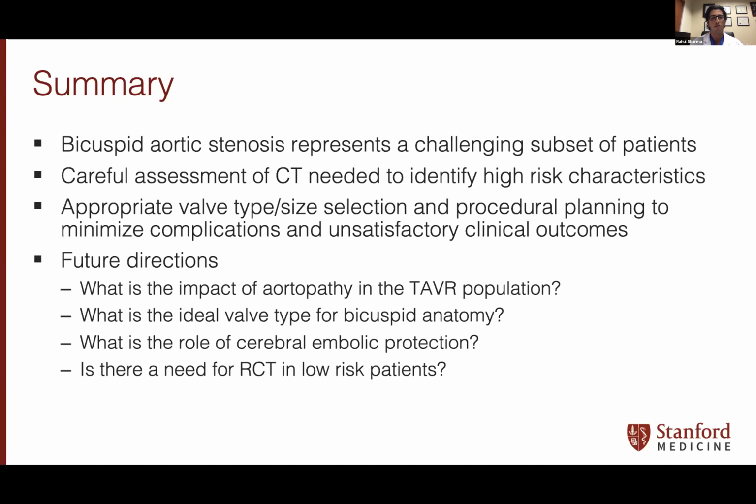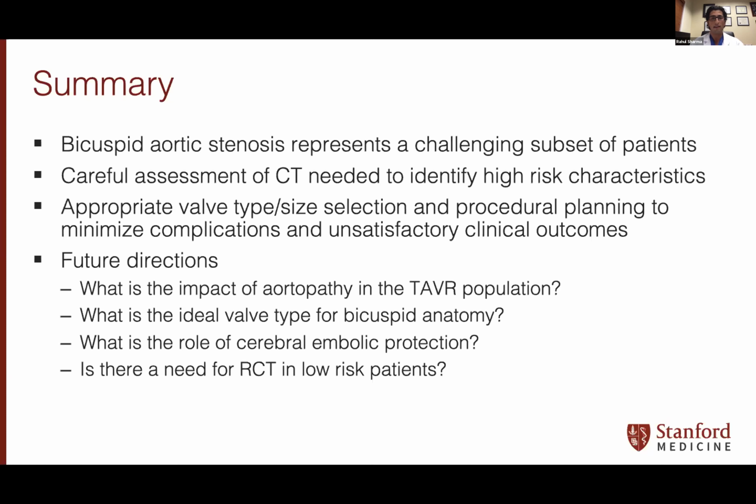Where are we going in the future? I think we still need to understand the impact of aortopathy in the TAVR population. We don't have a clear handle on that based on the limited data we have. We're still learning what the ideal valve type is for bicuspid anatomy. There is divergent data on which is the ideal valve type, and I'll talk a little bit about valve types for AI, but we don't really have a dedicated valve type to suit bicuspid valves. The role of cerebral embolic protection, we saw there's again been some disparate data on the role of cerebral embolic protection in the tricuspid space.